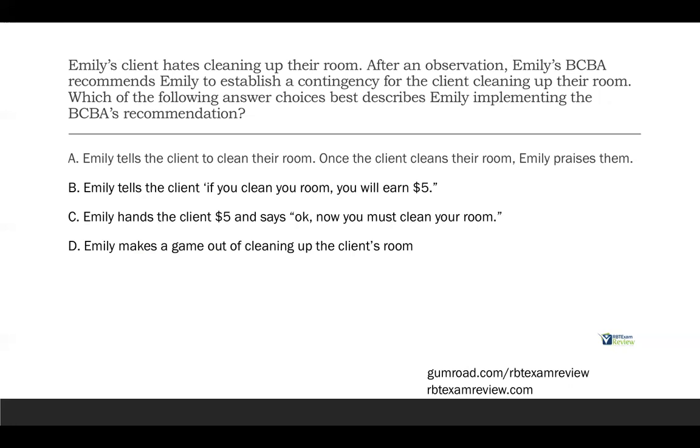Remember, what is a contingency? Okay, ask yourself that. We want to know what describes Emily establishing a contingency. In order to answer that, we need to know what a contingency is. Okay, so before you go to the answer choices, ask yourself, what is a contingency? Okay, a contingency is an if-then statement. If you do this, then you do this. When you establish a contingency, that's what you're doing. If you do this task, then you get the reward. So let's find the answer choice that best describes that.